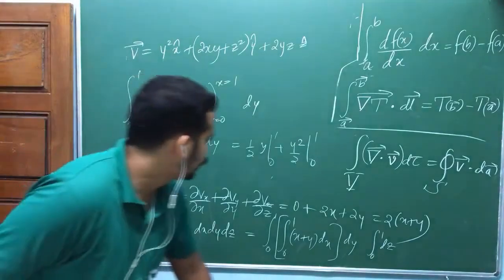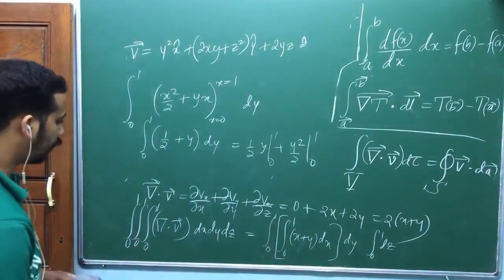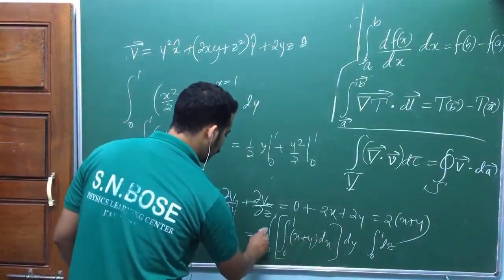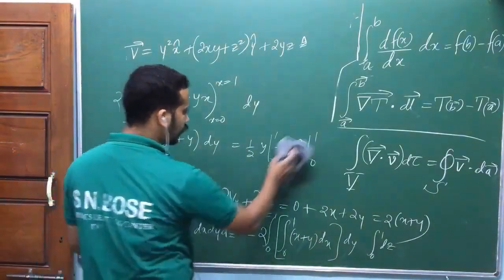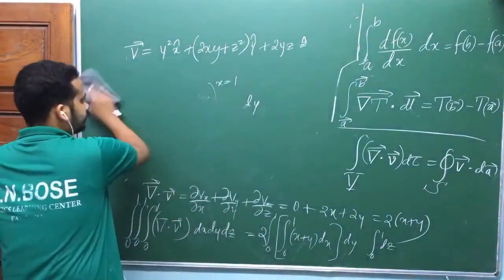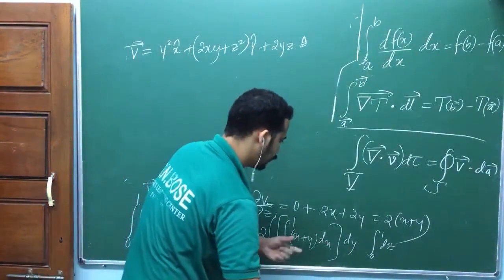Sir, 2x plus 1. Okay. Outside, one more 2 was there, am I right? That 2 I left out. Yeah, this 2 I left. Yeah, it will give the 2. Okay, practice this one. I hope you got how to deal with this integral.